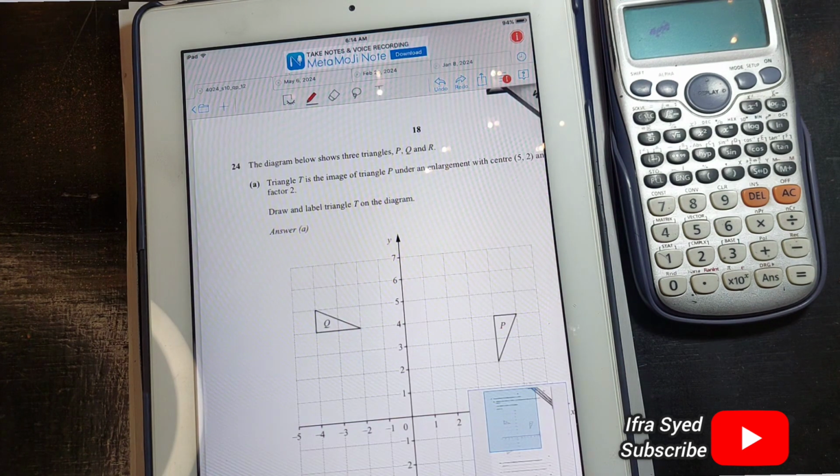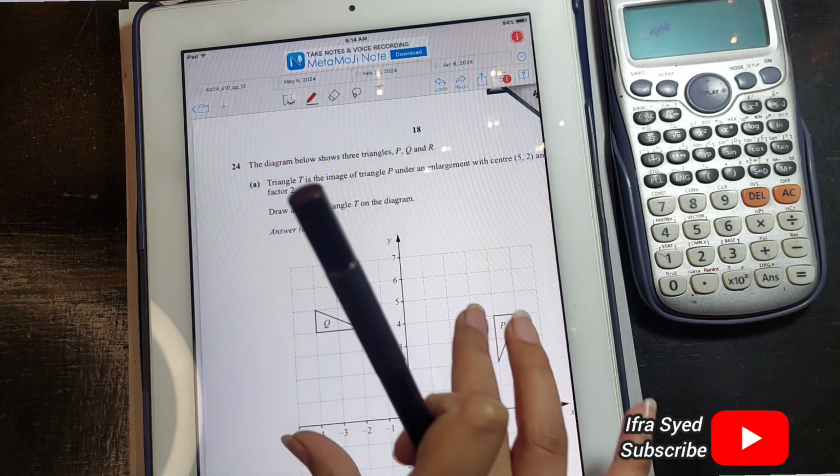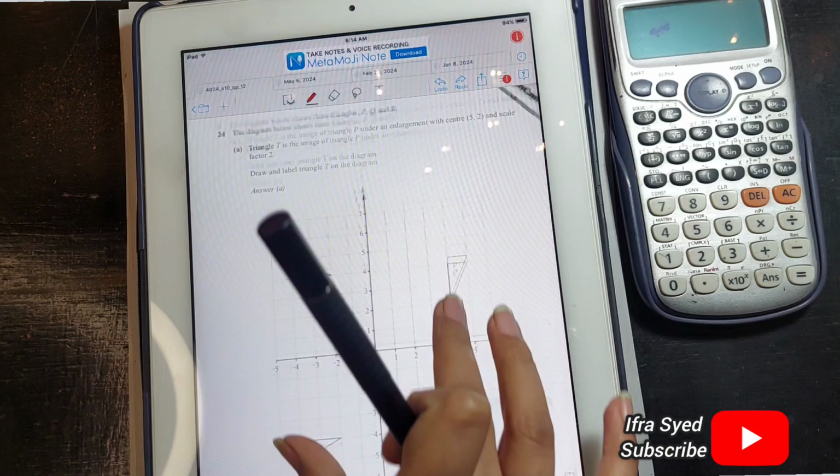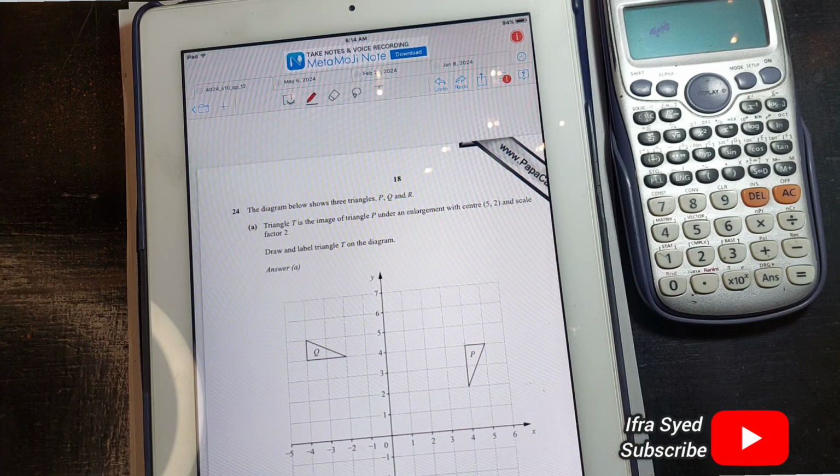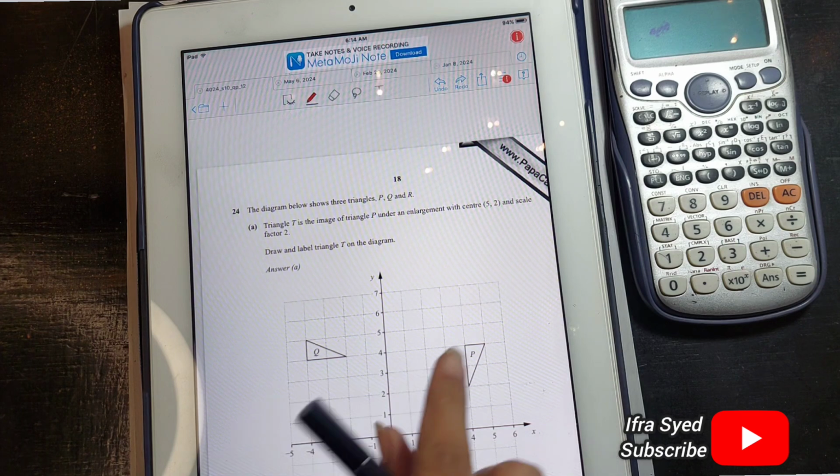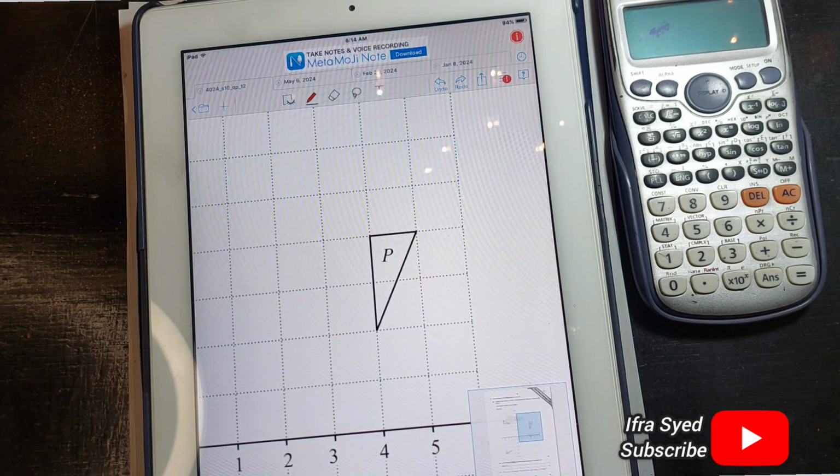Now let's move to the next question, and it is question number 24, and it is from the topic transformation. And the question is, the diagram below shows three triangles P, Q and R. They are talking about these three triangles P, Q and R. Triangle T is the image of triangle P under an enlargement with center 5, 2 and scale factor of 2. Draw and label triangle T on the diagram. So in the first part, we need to enlarge this triangle P into T with the center point 5, 2 and scale factor of 2.